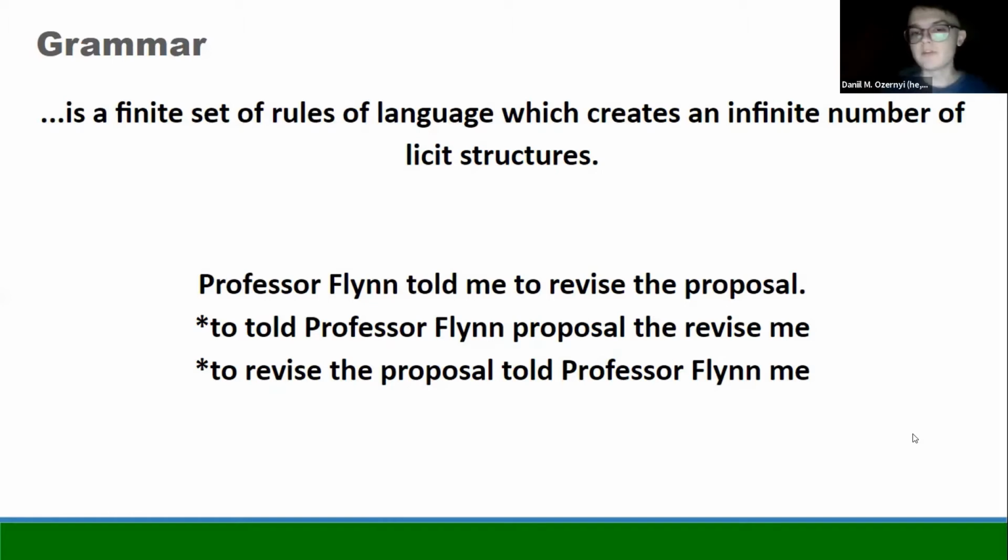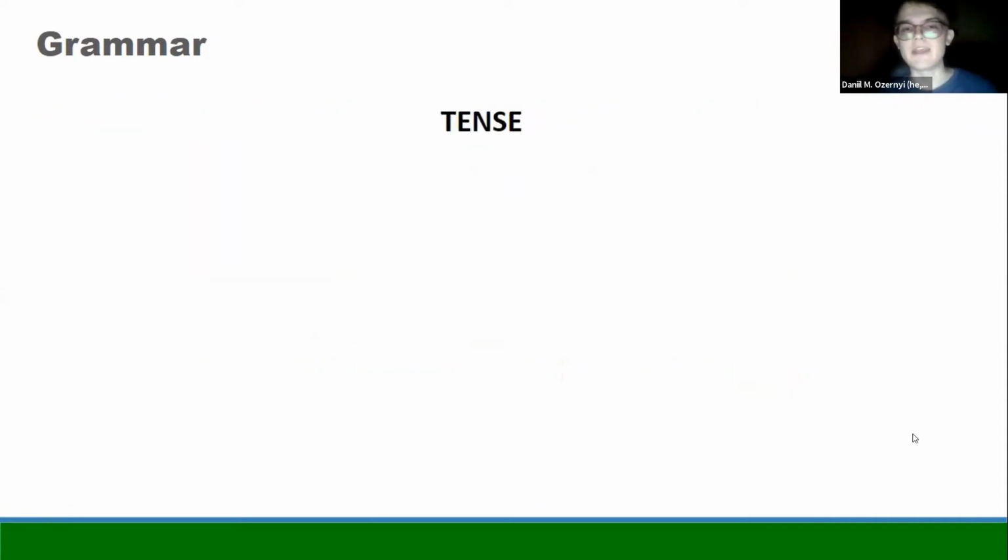To revise the proposal, told Professor Flynn me, does not work. You cannot deduce the meaning from it or adduce the meaning. So grammar is a set of laws which we know and which we expect the students to know, and we evaluate how well they know it. What is their mastery? I am going to quickly go through tense because it's a complicated system, and we are going to meet a lot of tense marking and tense generally in our levels of grammatical structures.